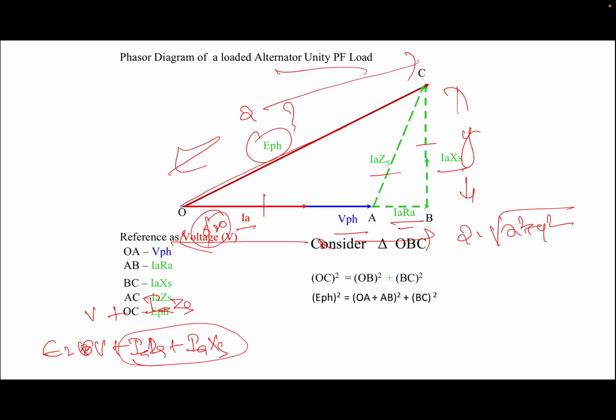So yeah, E phase equals OA plus AB. What is OA here? V phase. AB is nothing but IaRa. So that is BC square. So that means E phase equals V phase plus IaRa whole square plus IaXs. If I try to rewrite the equation, the formula will be E phase equals under root of (V phase plus IaRa) whole square plus (IaXs) whole square. This is for unity power factor. Okay, we have written the generalized equation.